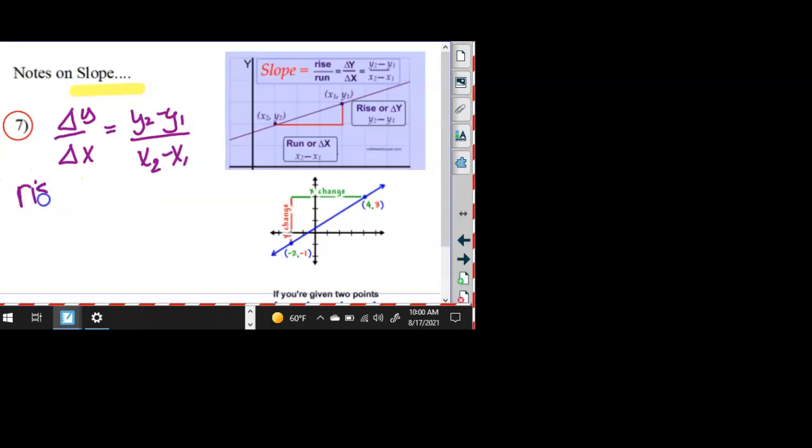And if you remember the good old rise over run, remember rise is up and down, how much did it change, and run is how much it changed across. Yeah, I wrote that really crooked, sorry. And we call it M when we do slope-intercept form, right?